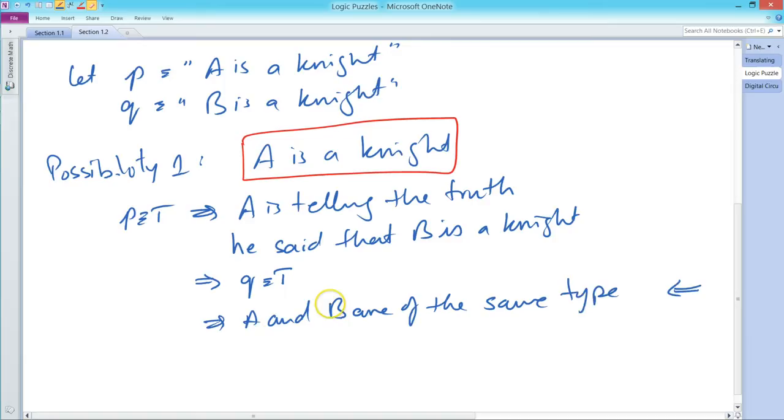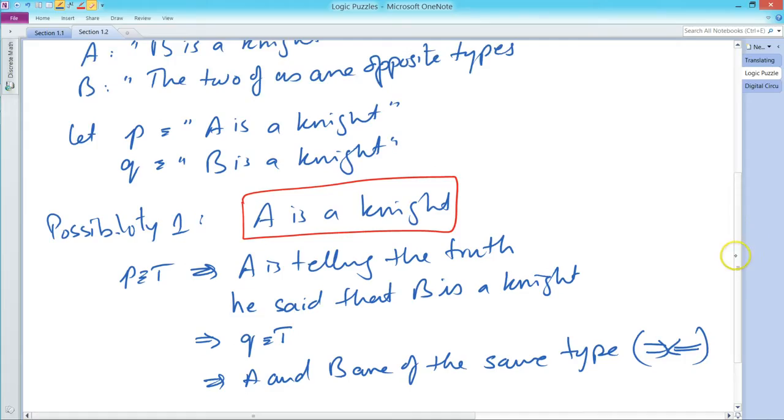But this is a contradiction. By the way, this is the symbol of contradiction that I will use. It contradicts the fact that, because my conclusion here is that B is a knight. So if B is a knight, then whatever B said is not true. As you can see here, B said that the two of us are of opposite types. If B was a knight, then A should have been a knave, or vice versa.